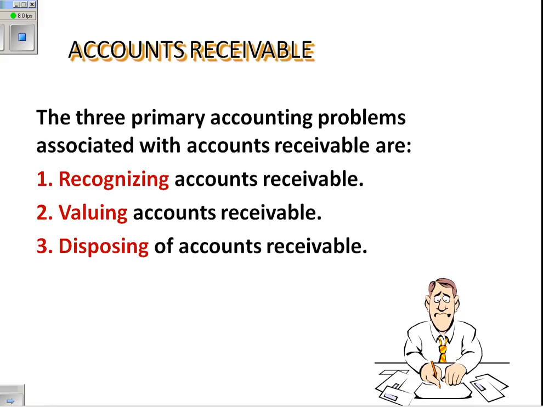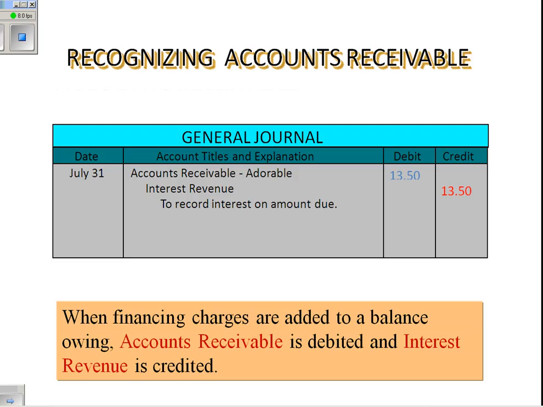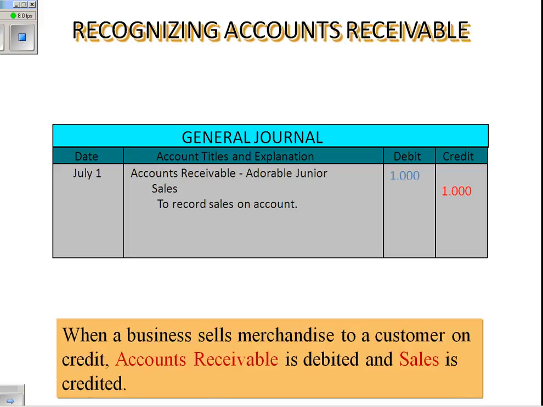they're not paid. When recognizing accounts receivable, financing charges are added to a balance owing. Accounts receivable is debited and interest revenue is credited. When a business sells merchandise to a customer on credit, accounts receivable is debited and sales is credited. I think most of you know that, and we would also at this point account for sales tax, but to keep it simple, we're leaving sales tax out of this.